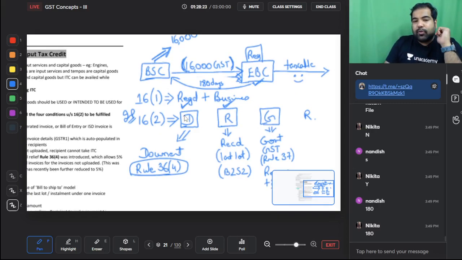So rule 36.4 is Superman and it protects whom? Electric bike company. It gives them 5% extra. And rule 37 is a Superman for whom? It is for battery supply company. It gives protection to battery supply company. At least they will get money within 180 days.